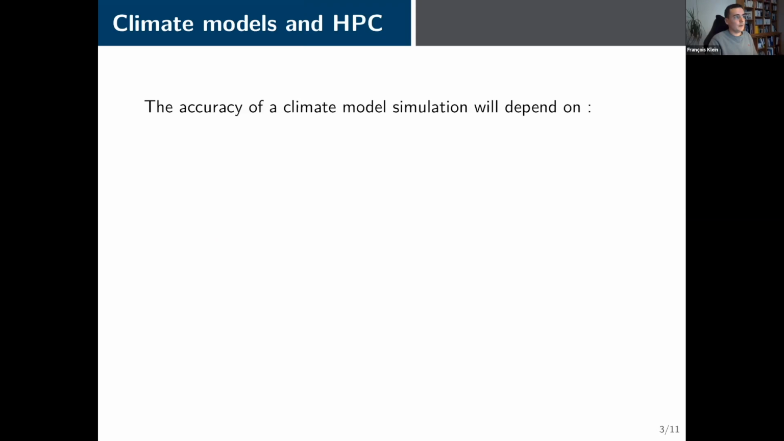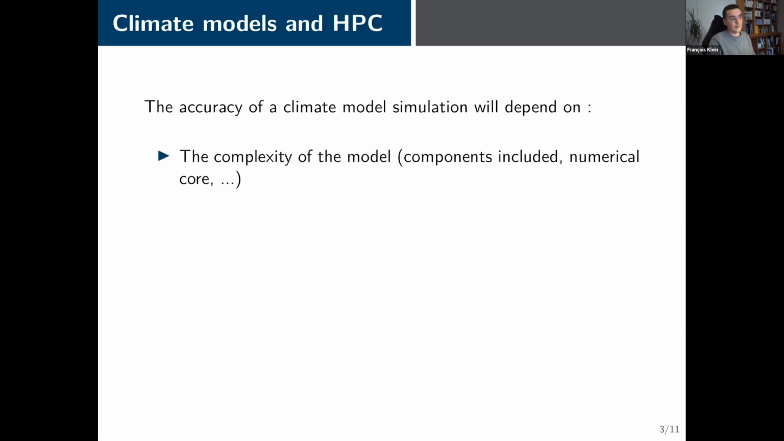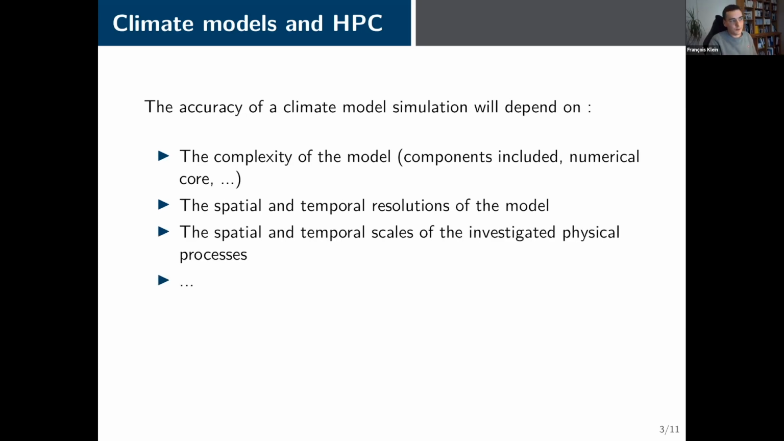And let's talk a bit more about the link between climate models and HPC. When you launch a climate model simulation, its accuracy will depend on several things. Among others, it will depend on the complexity of the model, so the number and the types of components included, the numerical core of these components. It will also depend on the spatial and temporal resolutions of the model. It will also depend on the spatial and temporal scales of the investigated processes. So if you want to study the low frequency variability of an oceanic process, for instance, you will need a long simulation.